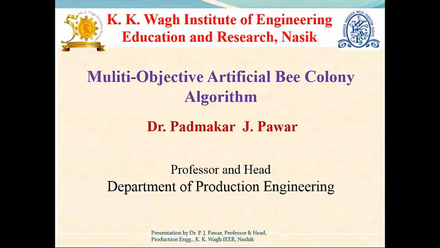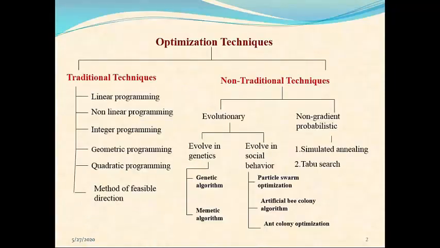So we will now discuss the multi-objective artificial bee colony algorithm. There are several techniques to solve these multi-objective decision making problems, categorized as traditional methods and non-traditional methods. Traditional methods include linear programming, non-linear programming, integer programming, geometric programming, and many more. Non-traditional techniques are again classified as evolutionary methods and non-gradient probabilistic methods.